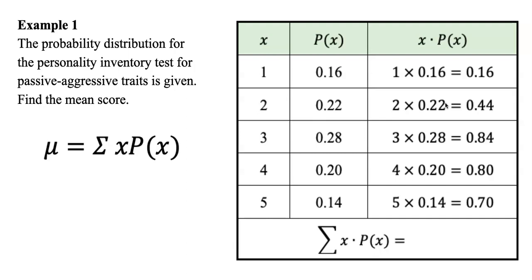Now, after finding all these products, we are going to just simply add them all. On your calculator, add 0.16 plus 0.44, plus 0.84, plus 0.8, and 0.7. If you add them all together, you should get 2.94, and that is the mean of this probability distribution. That's how you find it, really. Find a whole bunch of products, which are simply x times its corresponding probability, add them all up together, and that's how you find the mean of a probability distribution.